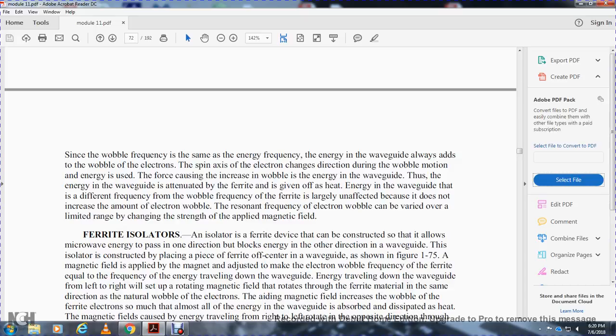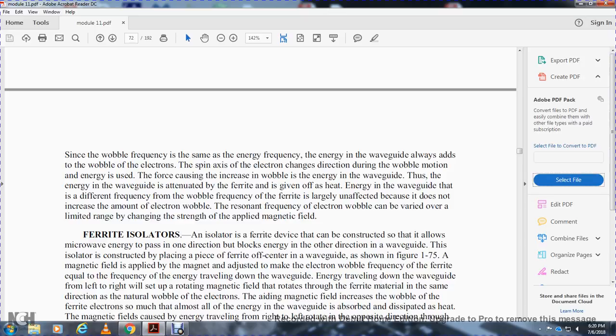The spin axis of the electron changes with the direction of the wobble motion of the energy. The forcing action increases the wobble of the energy of the waveguide. Thus, the energy of the waveguide is absorbed by the ferrite and given off as heat. Energy of the waveguide at a different frequency than the wobble frequency of the ferrite is largely unaffected because it does not increase the amount of the electron wobble.